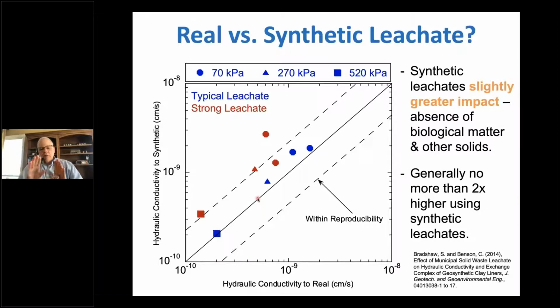So you can safely use a synthetic leachate that has essentially the same chemistry as what you measured in your actual leachate, recognizing that you're probably going to get an outcome that's a little bit more permeable than you would have obtained with the actual leachate for testing. And we've evaluated this for a broad range of leachates now and found it to be universally correct.